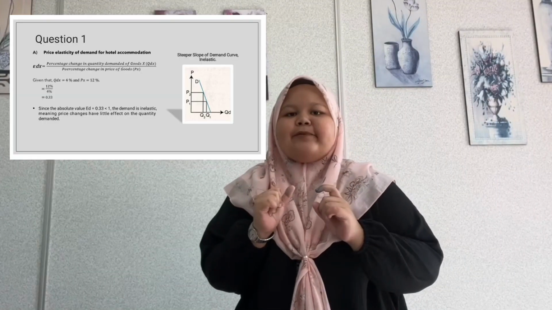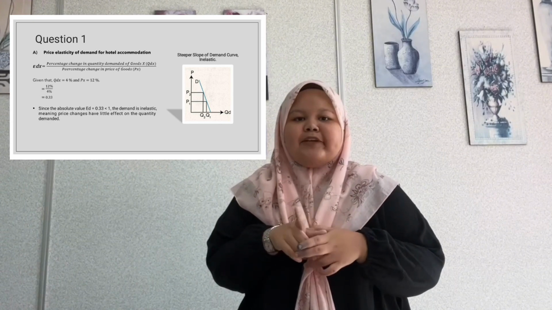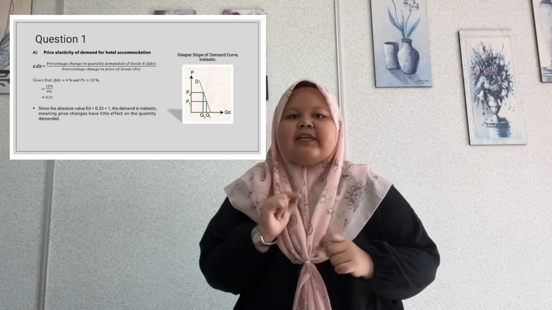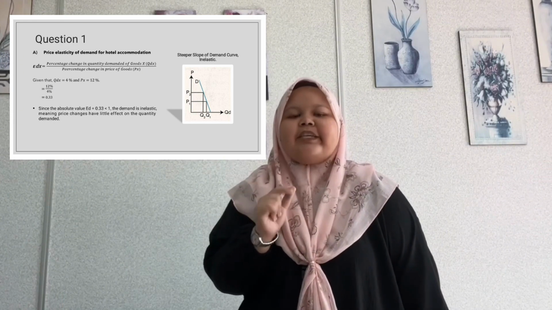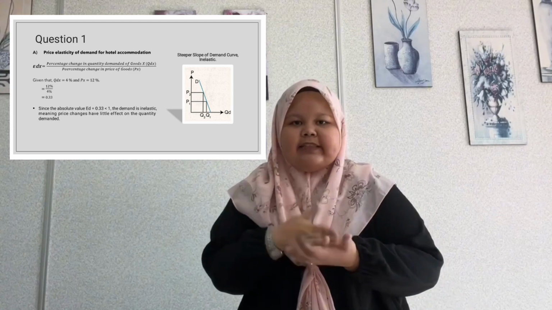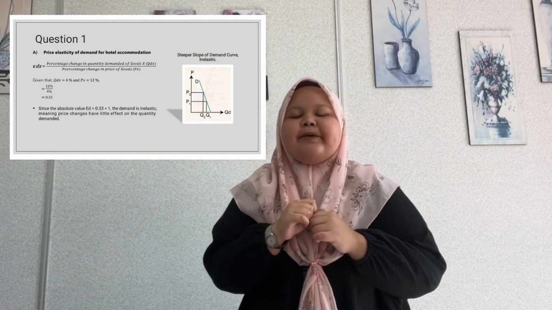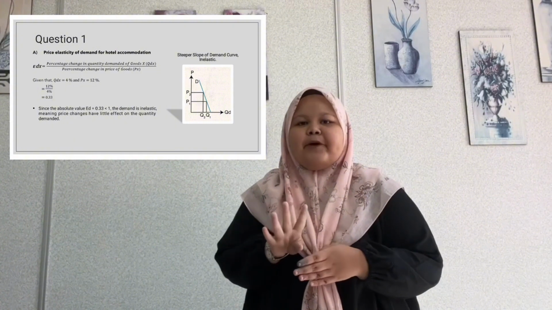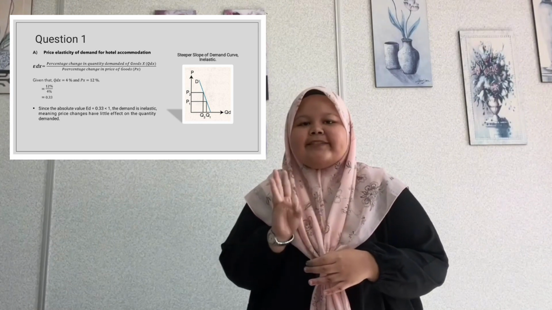In this session, we look at the price elasticity of demand for hotel stay. The formula for price elasticity of demand is percent change in quantity demanded over percent change in price. From the given data, price increased by 12%, quantity demanded decreased by 4%. So the calculation is 4% over 12%, which is 0.33.